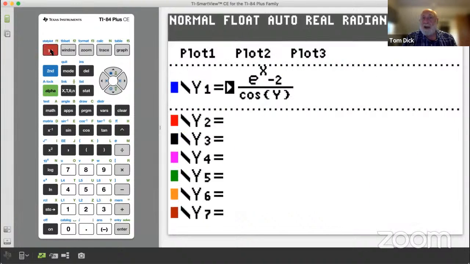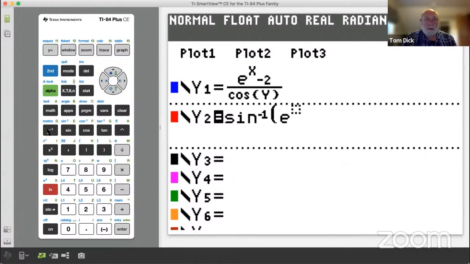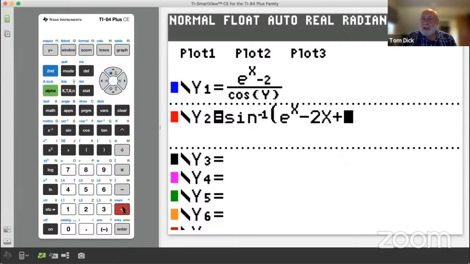Now we're going to check out and see if Steve's solution makes sense. I'm going to go back to the y equals and go to y2. We didn't have an initial condition, so to get a particular solution, I'm going to need to pick a value for c. I think the general function was the inverse sine of e to the x minus 2x, and then inside the parentheses, that's where that plus c showed up. So we could put in a value here.